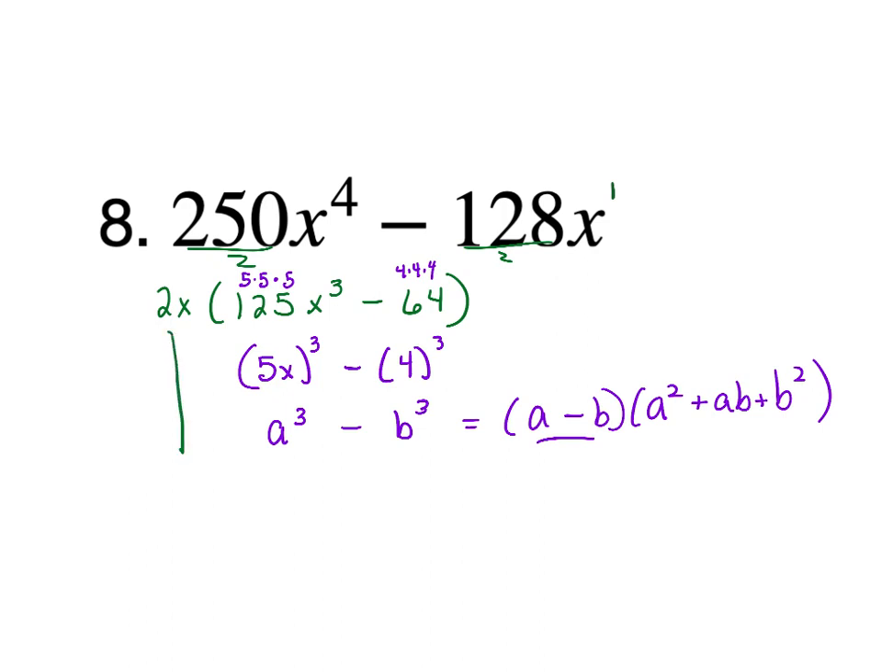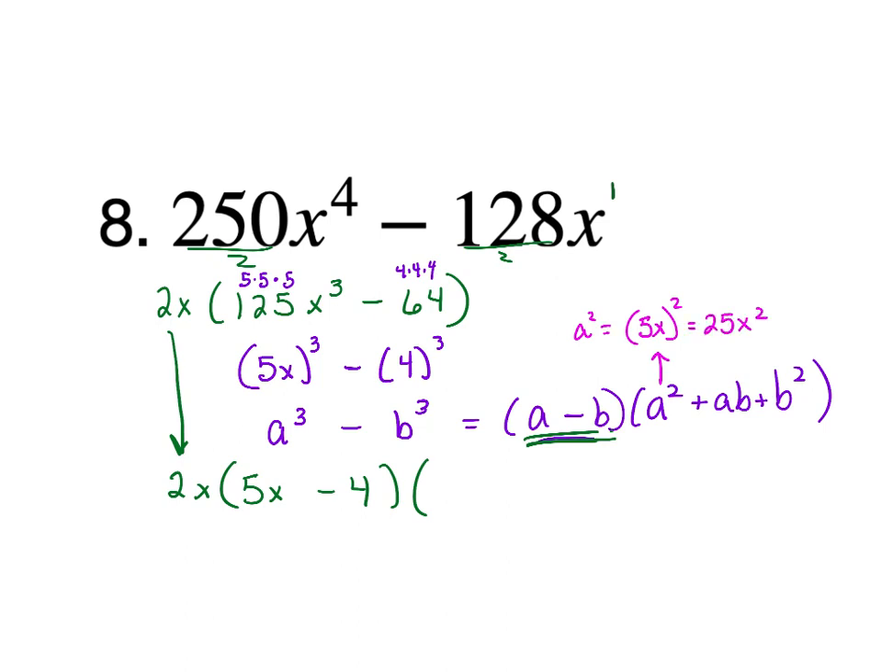My final answer, I've got this GCF I took out. Then it goes a minus b, 5x minus 4. Okay, now I figure these next problems out. The a squared, I do it off to the side here. It's a 5x, that's my a, but I got to square it. That's my a squared. 5 squared is 25, and x squared is x squared, so a squared is 25x squared.